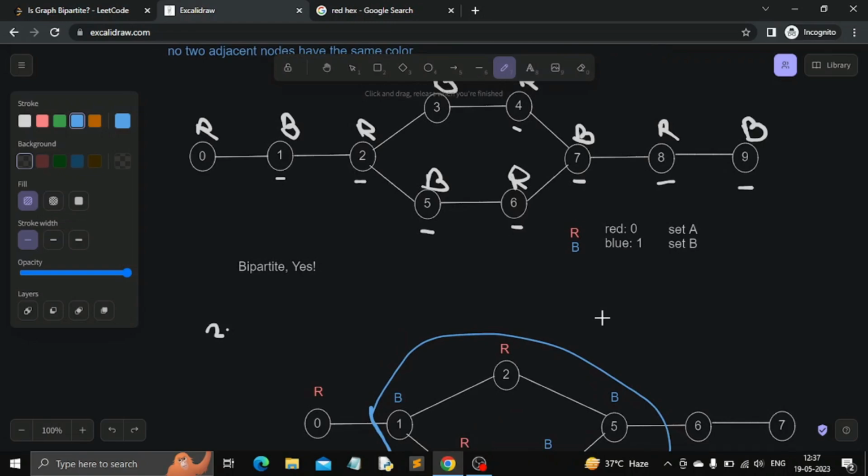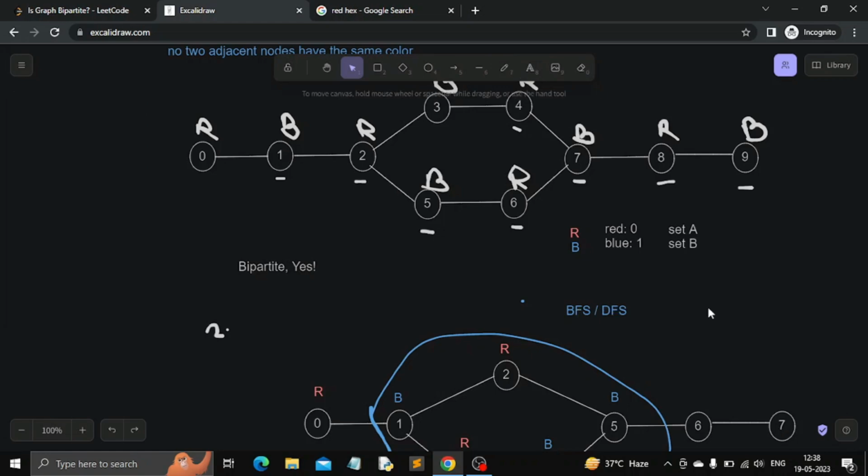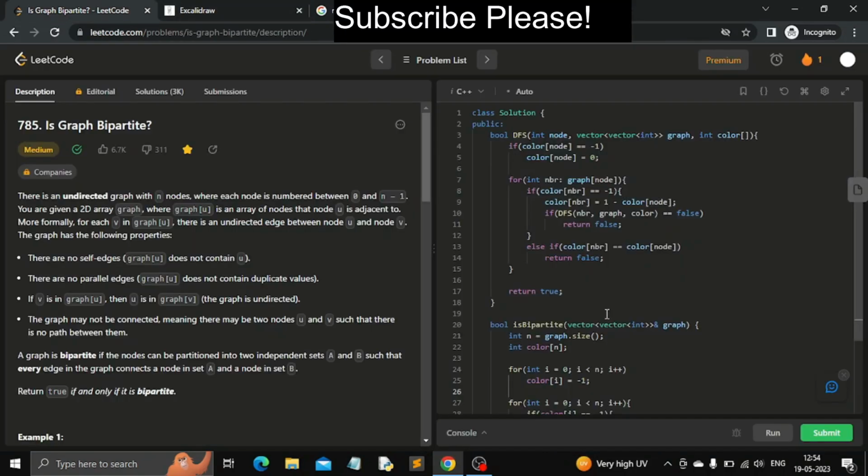Now talking about how we are going to solve this problem. All we need to do is traverse through the graph. As we all know, there are two traversing algorithms, BFS and DFS. So we can use both of these algorithms to solve this problem. All we need to do is keep track of the color of the nodes that we have visited. So I will show you the code of two approaches one by one. Firstly, we are going to see the code to solve this problem using DFS.